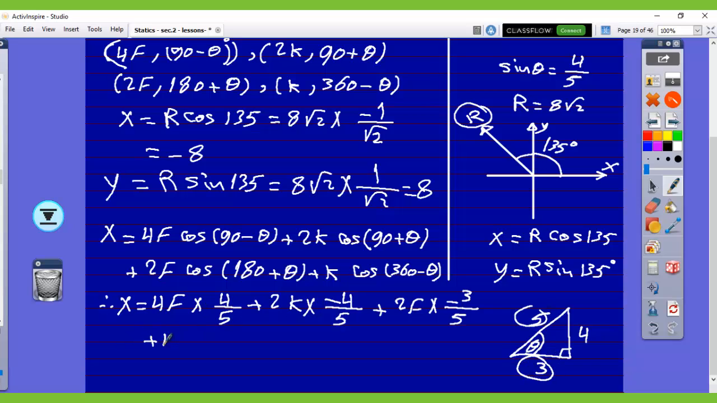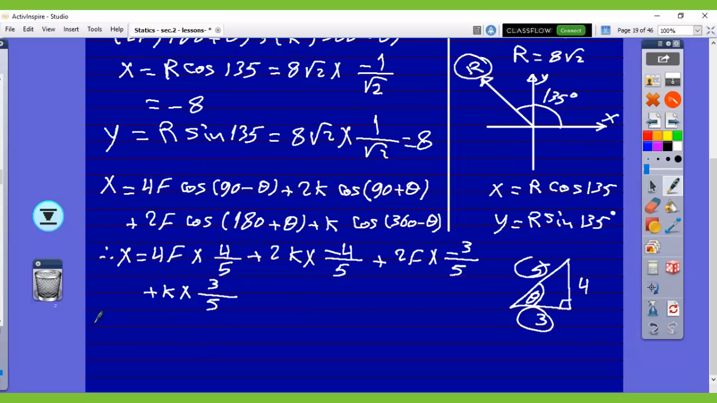So plus k cosine 300 minus theta, it lies on the fourth quadrant, so it is positive cosine theta, 3 over 5. And we simplify this form, equals 16, and here we have x equals negative 8, right? Negative 8. It is a component of the resultant in the direction of the x-axis. R cosine 135 equals 8 root 2 multiply negative 1 over root 2.